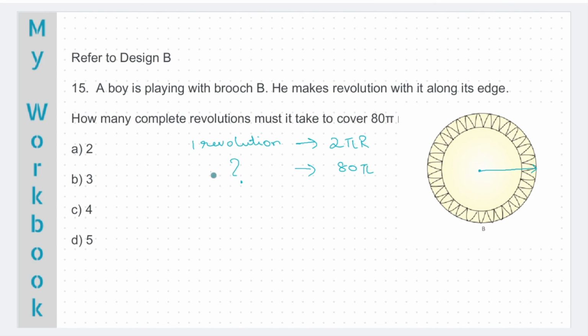So how can you find this unknown number of revolutions? N is equal to 80 pi by 2 pi r. This can be simplified as 40 divided by r. R is the radius of the outer circle, which we know is 10 millimeter. So 40 by 10 will be 4. Number of revolutions to complete a distance of 80 pi will be 4. Option C, 4 is the correct answer.